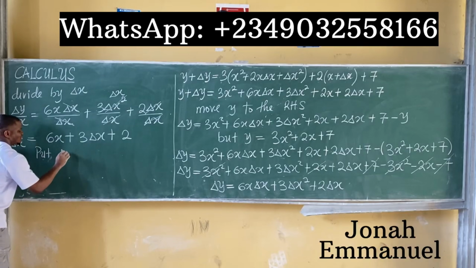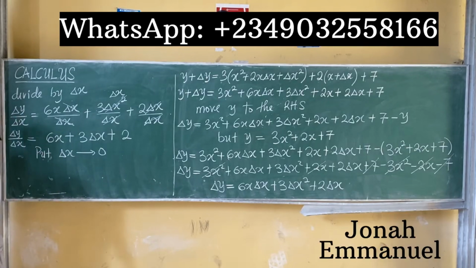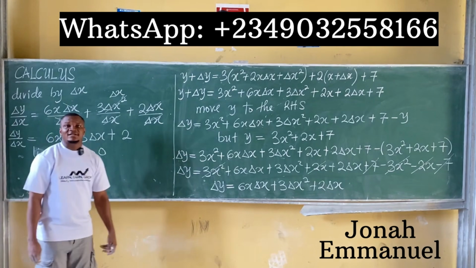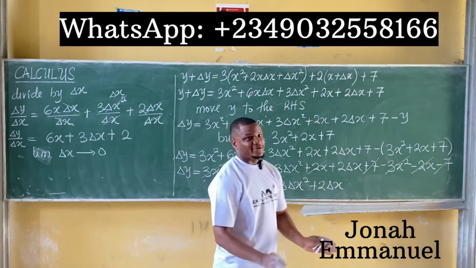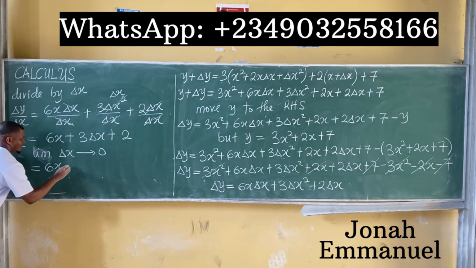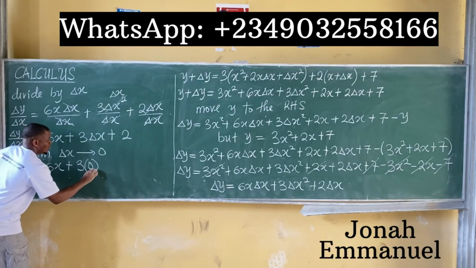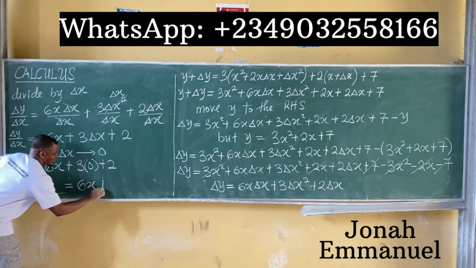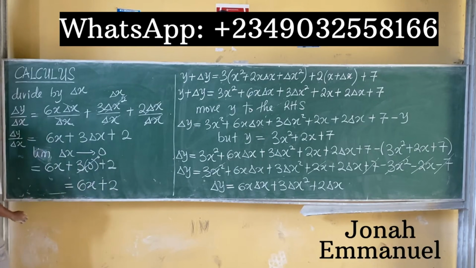Put change in x as what there? Some authors will say take the limit. All right? Some authors say take the limit of change in x to be 0. What this simply means in layman's terms is to put change in x equal to 0. That's all. If you put change in x here at 0, what do you have here? 6x plus 3 into what there? 0 plus what there? 2. What's the final answer here? 6x plus 2. This is 0, okay? Yep. This is change in y over change in x.